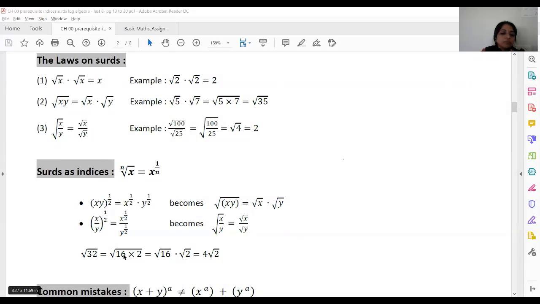Square root of 32, which is 16 into 2. So the square root of 16 into root 2 is 4 root 2.